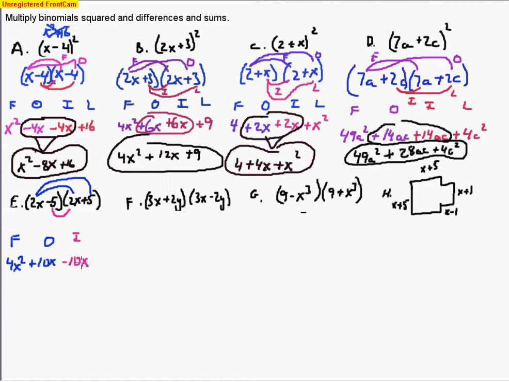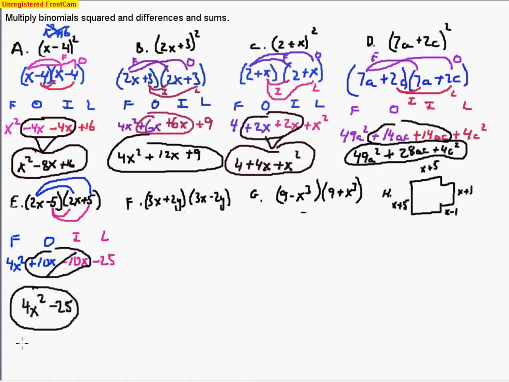So there's the difference right there. The outer terms and inner terms will be the same, but they are going to be opposite in sign. Last terms, negative 5 and positive 5 make a negative 25. So this time, with the outside and inside terms being the same number but opposite in sign, they're going to cancel out. They're going to make 0. So we're just left with that first term and the last term. Notice that the first term and last term are opposite in sign. They're always going to be that, opposite in sign. So 4x squared minus 25.